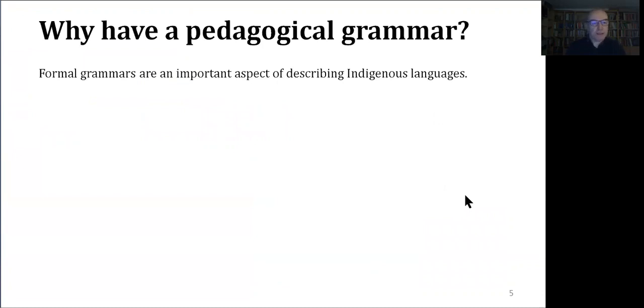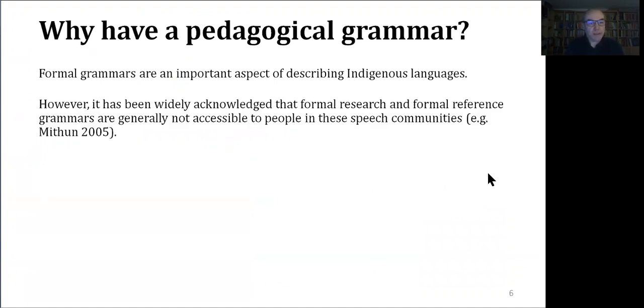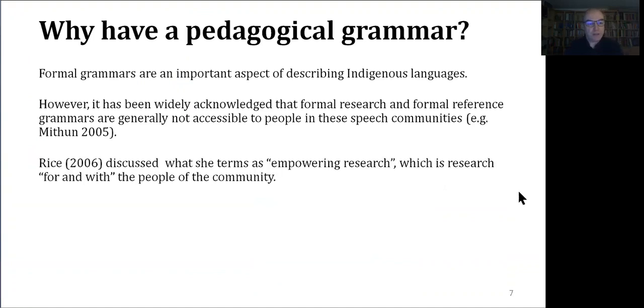Let me begin by discussing why have a pedagogical grammar. Formal grammars are obviously an important aspect of describing indigenous languages. However, it's been widely recognized and acknowledged that formal research and formal reference grammars are generally not accessible to people in these speech communities. Rice discussed what she terms empowerment or empowering research, which is research on the language, but specifically for and with the people of the community.